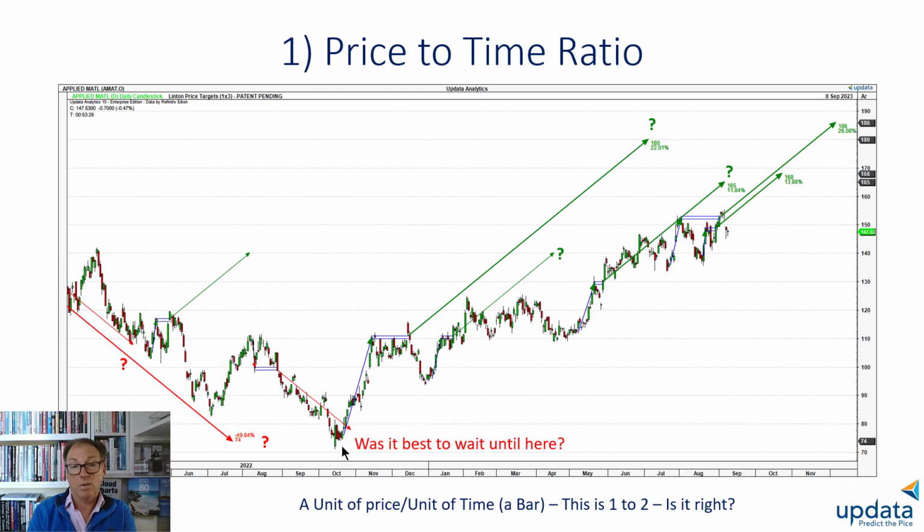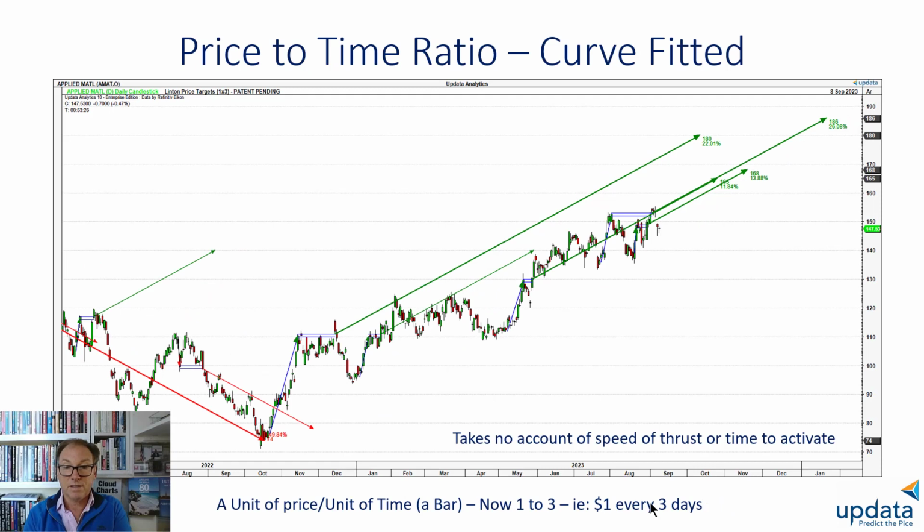So here, you know, was it best to wait until there, or could I just curve fit the data? Now, personally, I'm quite happy to just see the chart like this. It gives me an idea. I've got what I call train tracks, but you could curve fit the data. So this is a 1 to 2. Is that right? If I go 1 to 3, and don't forget, this is a $1. And so what we're saying is it moves $1 every 3 days. That's that in terms of the move to target.